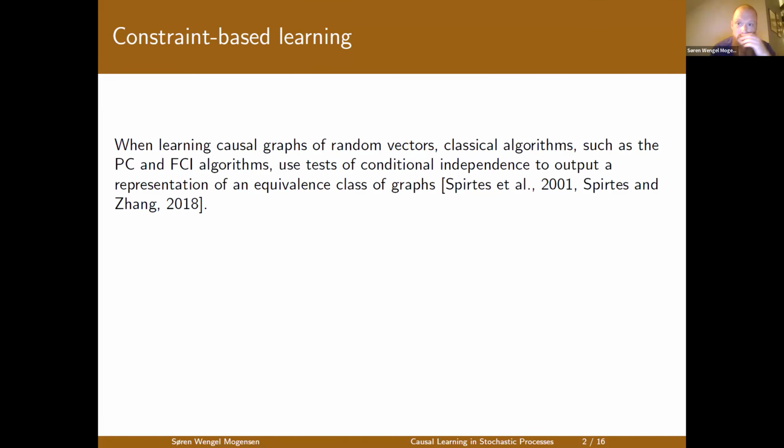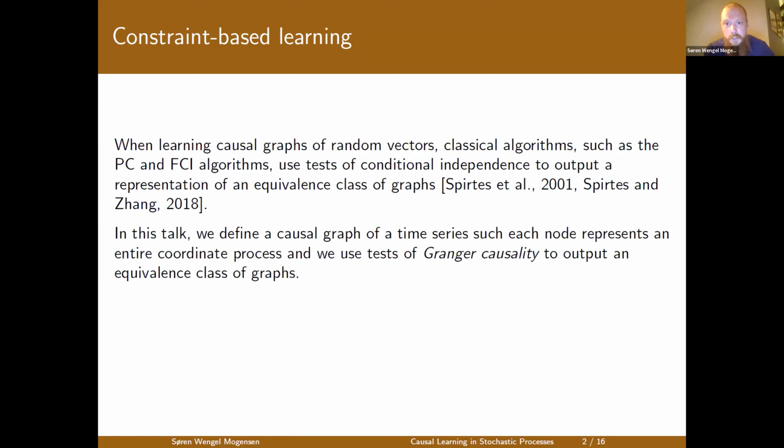As I just said, we want to start from just observation of a random vector, and then output a causal graph. One of the things that people have been doing is using tests of conditional independence to output an equivalence class of graphs. Compared to Elina's talk, I'm going to be in this general setting all the time, not making any parametric assumptions.